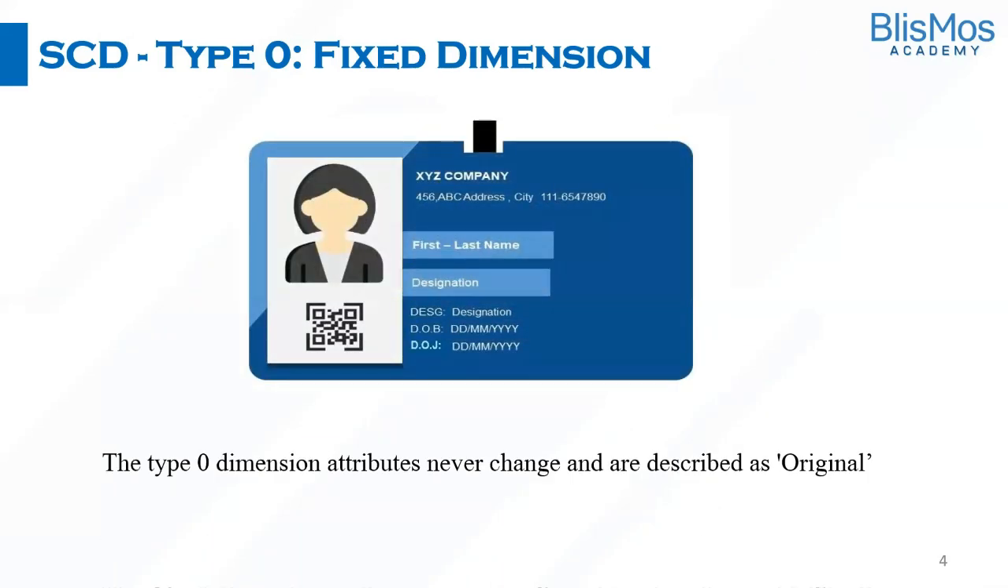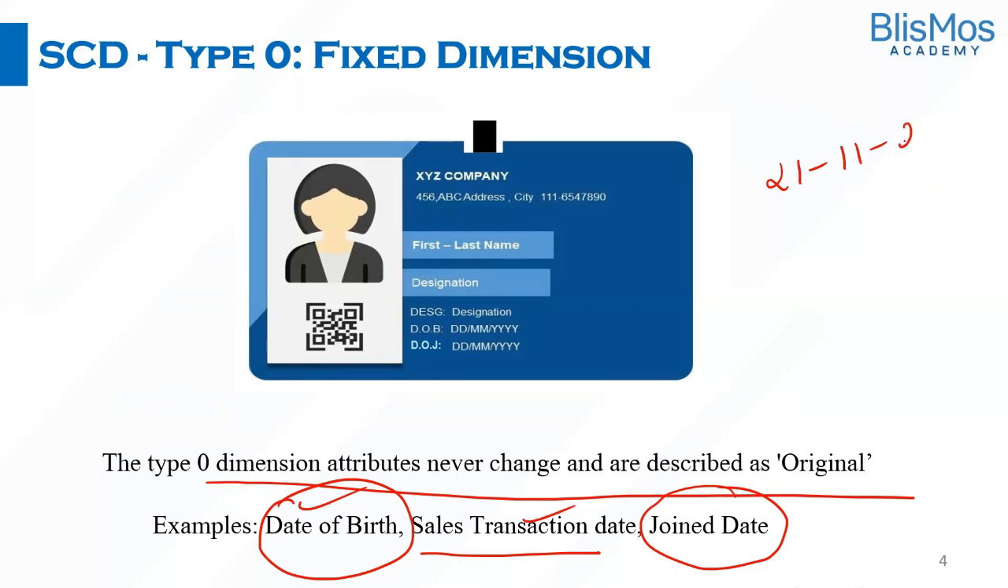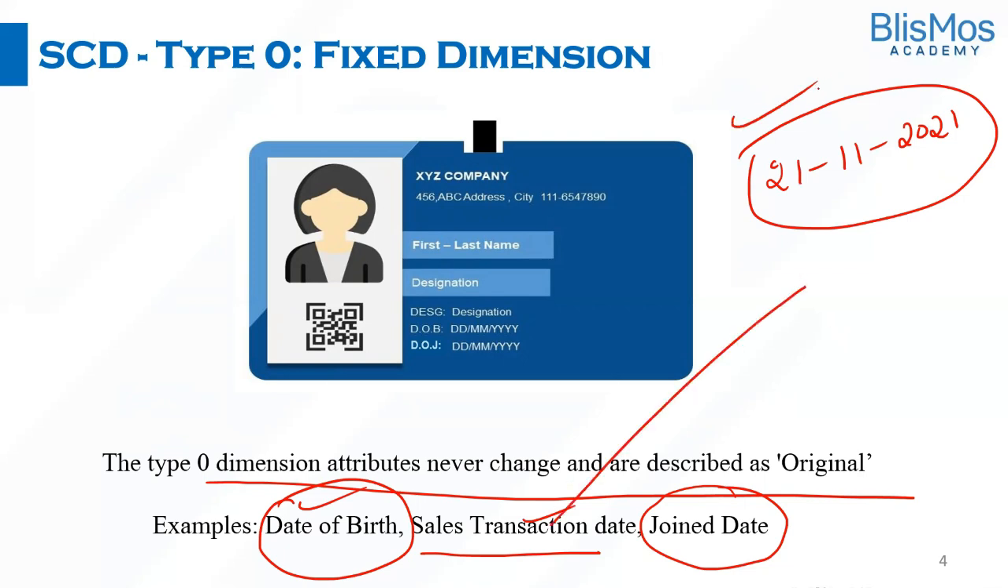Just to reiterate, in type 0, dimension attributes never change. As I said, one example is date of birth, and other examples are sales transaction and join date. For example, you go and purchase a wonderful laptop bag for yourself. That happened to be a couple of years back, let us say 21st November 2021. Will this change? No, you have purchased the laptop bag on this date. This sales transaction date is never going to change.